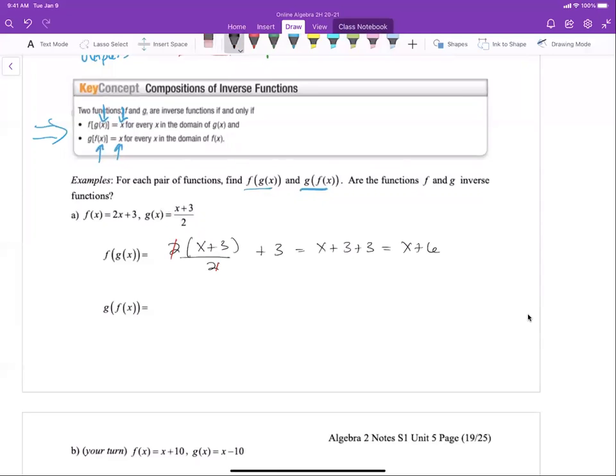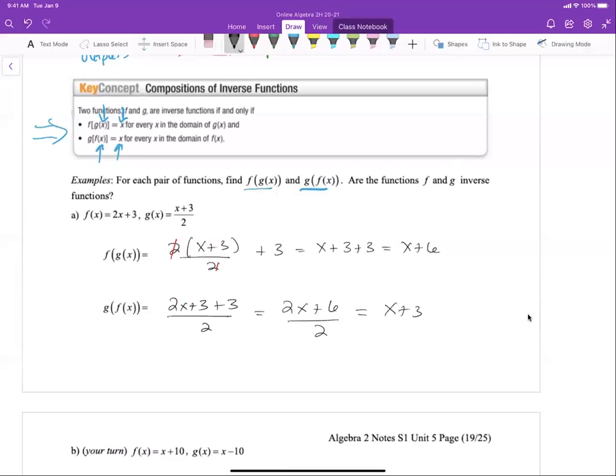Okay, now what is g of f of x? So now I'm going to take my f of x and input it into the x within g. And so what does that look like? That is equal to 2x plus 3 all over 2. We will simplify that, and I get 2x plus 6 over 2 equals x plus 3.